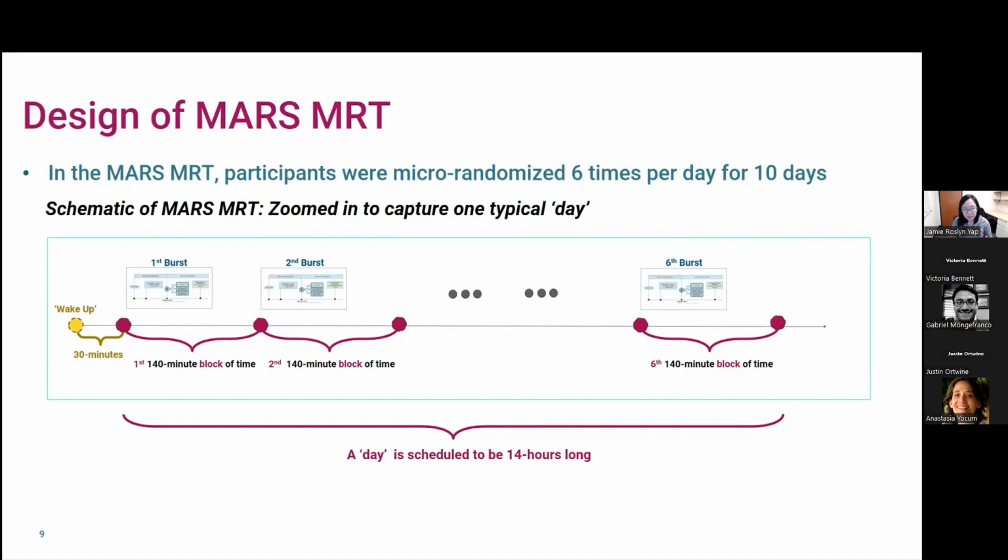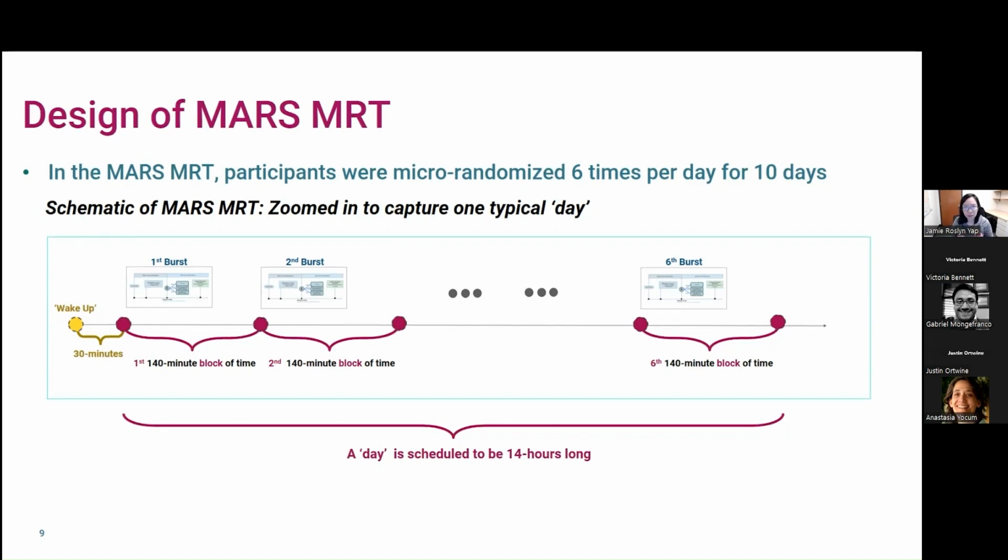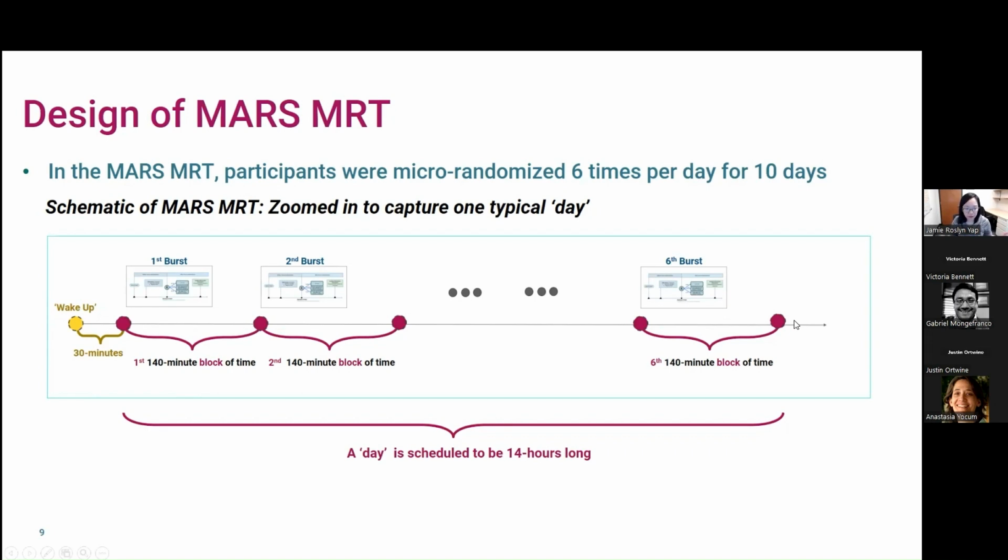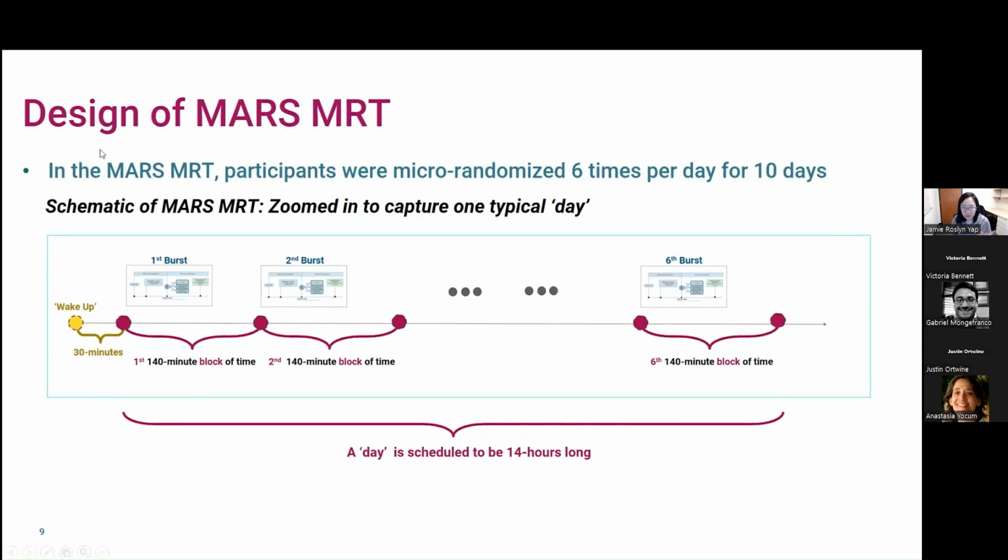The subsequent 2nd through 6th bursts of the day were scheduled to happen every 2 hours and 20 minutes, or 140 minutes, after each dot here, as you can see on the screen. So in all, a day is approximately 14 hours long. If you think about it, the data collection protocol is actually quite intense for this microrandomized trial.